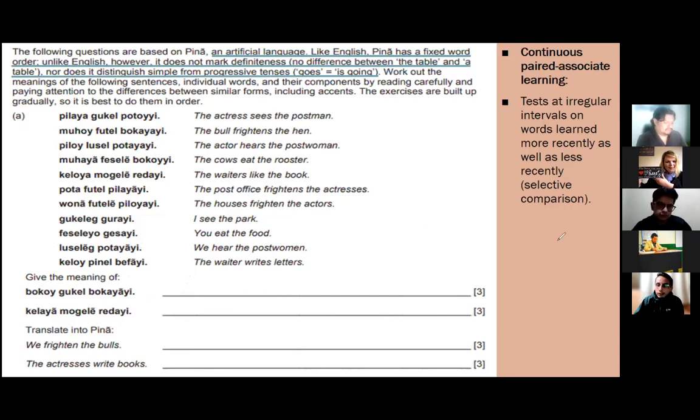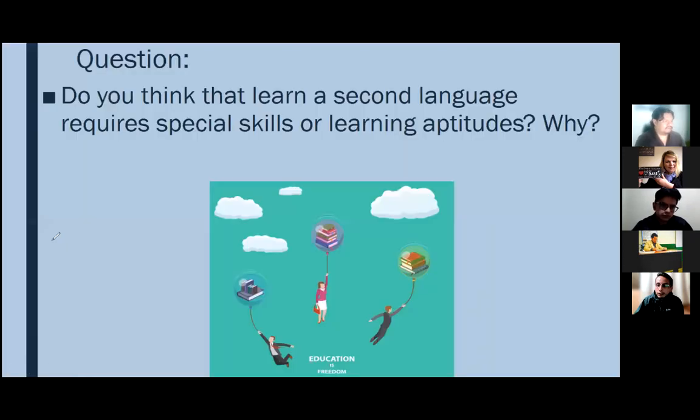So in order to finish, I would like to ask you, keeping in mind that there are different factors that could help success in language acquisition, like motivation, like the natural approach, like the language acquisition theory: do you think that learning a second language requires special skills or learning aptitudes? Special learning aptitude? Why? Is aptitude helpful?